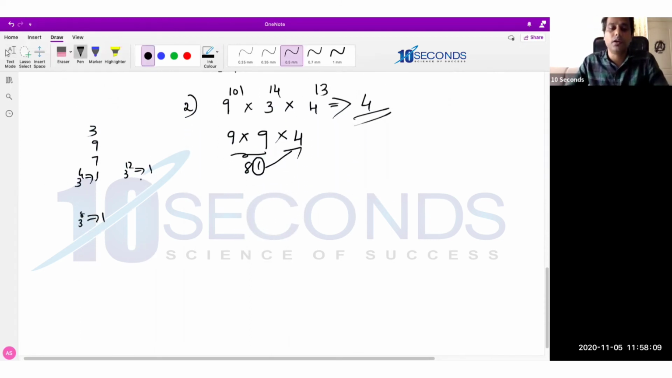Let me take one more. Say 2 power 80 multiplied with 5 power 20 multiplied with 6 power 21. What does 2 power 80 end with?